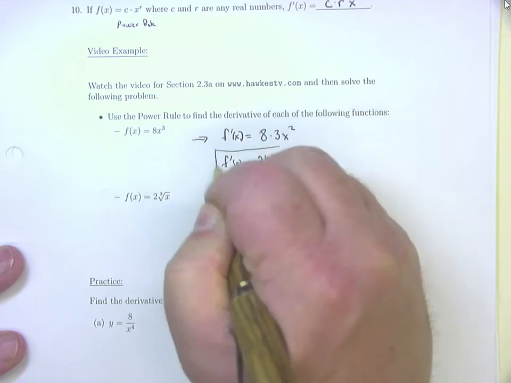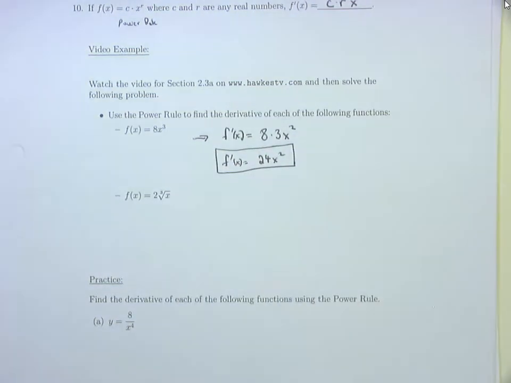24x squared. That's using the power rule. They didn't say use the definition of derivative. They said use, basically take derivative. I even told you, use the power rule. Look at the next guy.